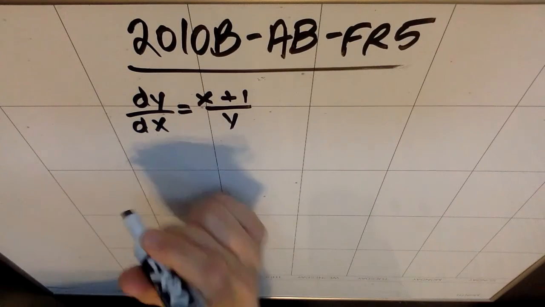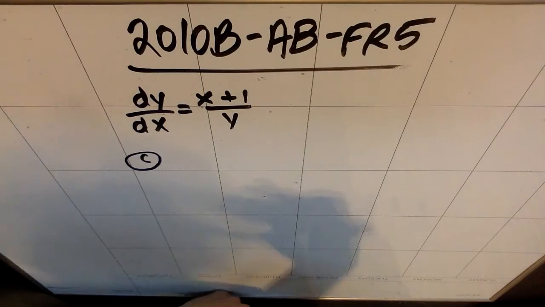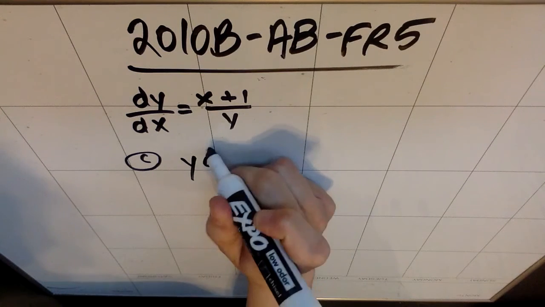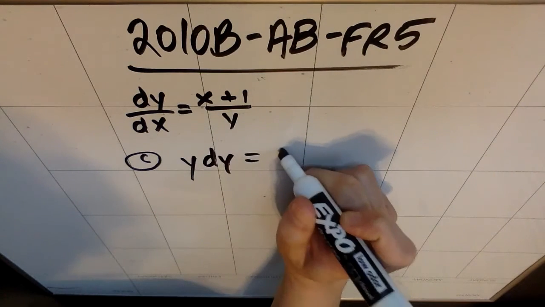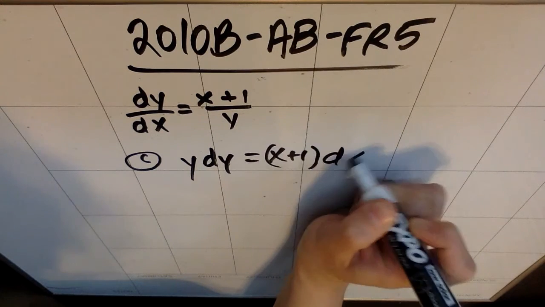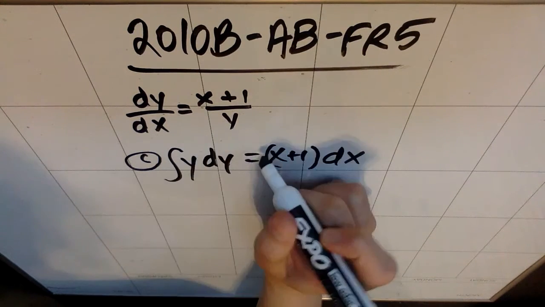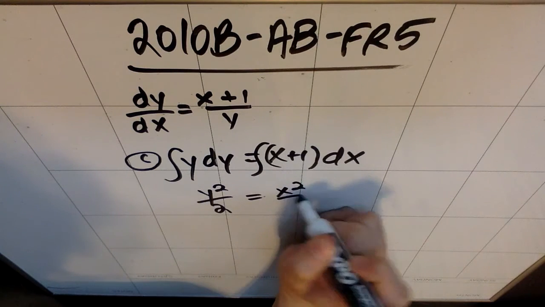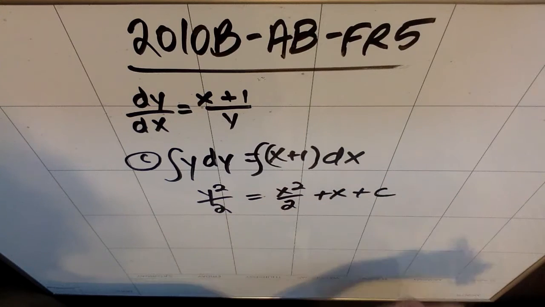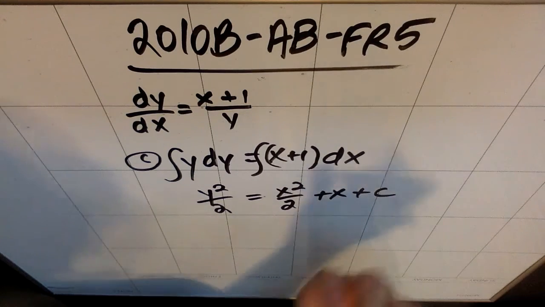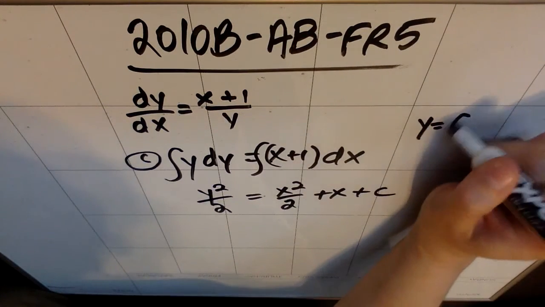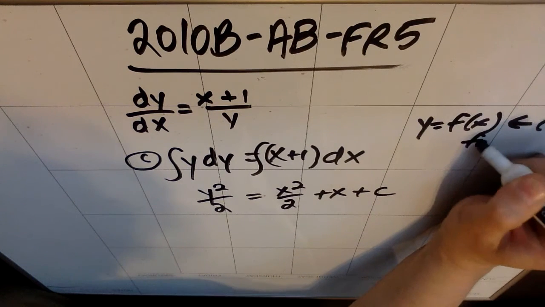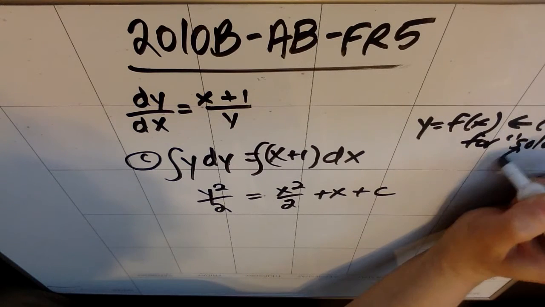We should have anticipated at the beginning of this problem, because this is a separable differential equation. So we're going to separate the variables. We're going to multiply the y over to be with the dy, and we're going to multiply the dx over to be with the x plus 1, right? And then we're going to do the antiderivative of both sides. I'm going to integrate both sides and get y squared over 2 equals x squared over 2 plus x plus c. Now, the way they phrased this, they said to find the solution y equals a function of x, right? That is code for solve for y, right?